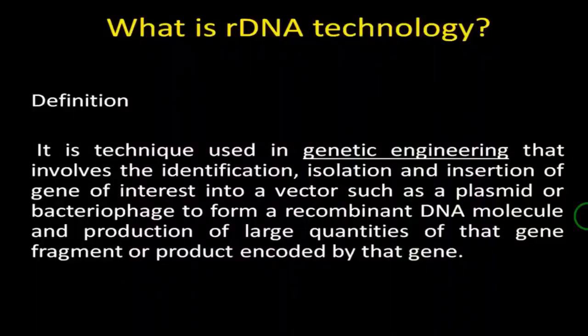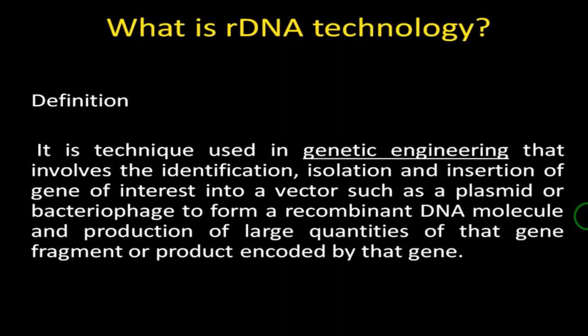First, let's see the definition of rDNA technology. It is a technique used in genetic engineering that involves the identification, isolation and insertion of a gene of interest into a vector such as a plasmid or bacteriophage to form a recombinant DNA molecule, and production of large quantities of that gene fragment or product encoded by that gene. The term recombinant is used because DNA from two different sources can be joined together. So at last we can get a large amount of product.